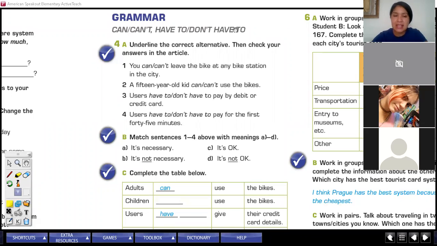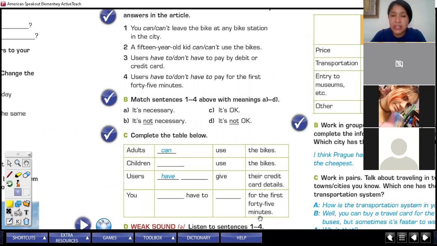So now we're going to complete this chart we have here below. According to the reading, let's see if you remember some of the information because it's very basic. Adults can use the bikes. What about children? Can't, right? Do you remember the minimum age to use the bike? 16? Yeah, 16. Very good. So children can't. It means that they are not allowed.